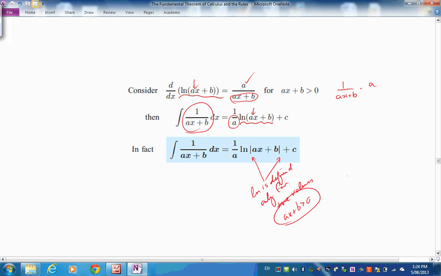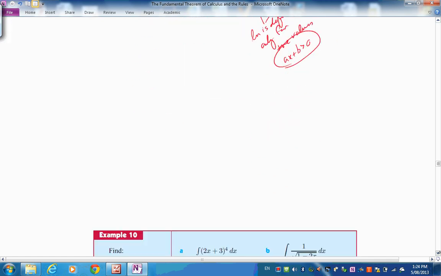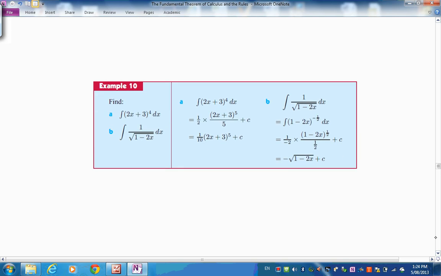So you reverse the function, 1 on ax plus b, reversing that to ln, and then dividing by the derivative, because differentiation would do the process and then times by the derivative. Okay, let's go down and have a look at an example.